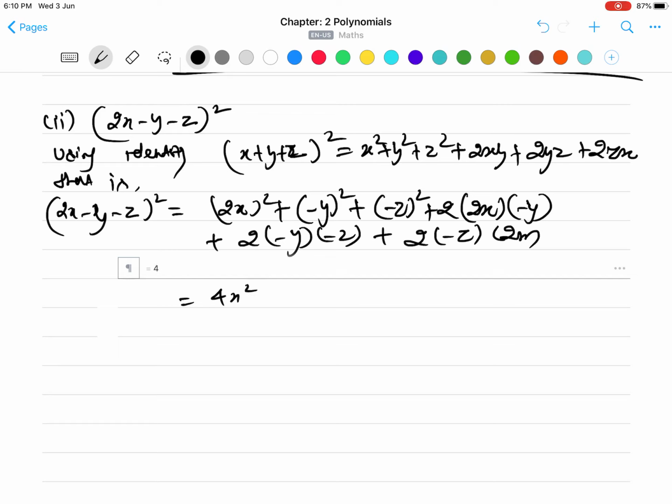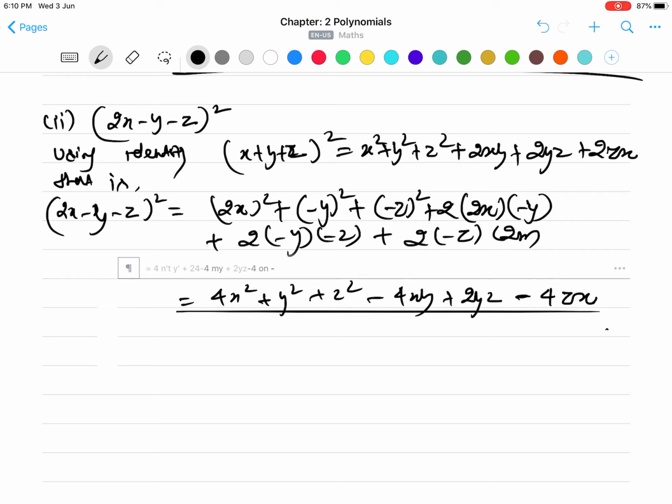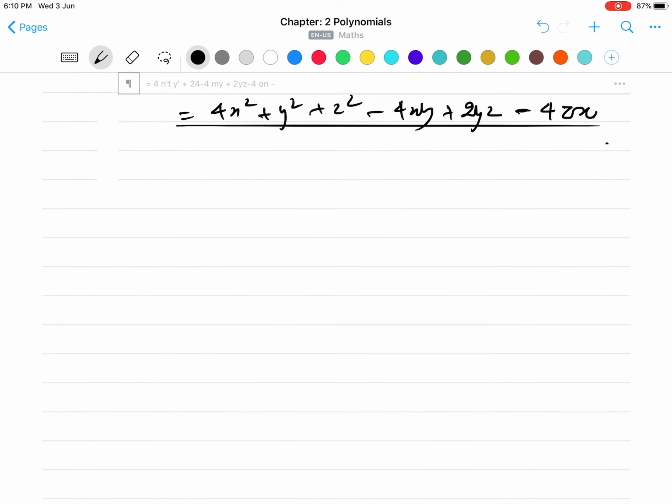2x whole square is 4x square, minus y whole square is plus y square, minus z whole square is plus z square, then we have 2 into 2 is 4 into minus y is minus 4xy, then minus y into minus z will be plus, so it will be plus 2yz. Okay, then we have minus 2 into minus z into 2x will be 2 into 2 is 4, so it will be minus 4zx. So that is the solution of part 2 of question number 4. Okay, come to the next one.